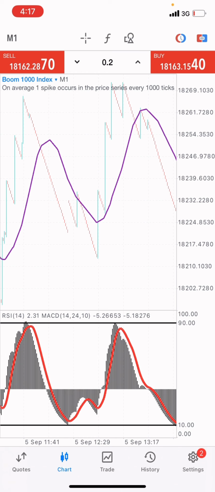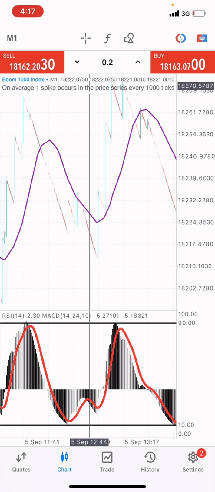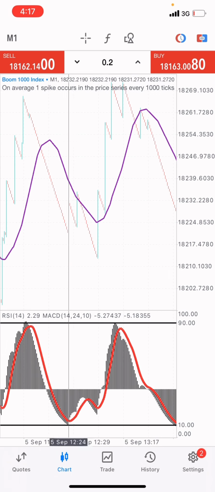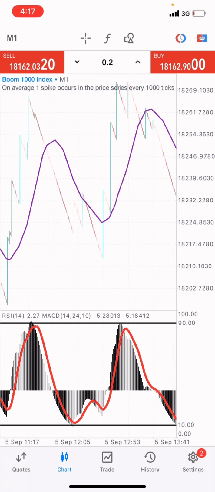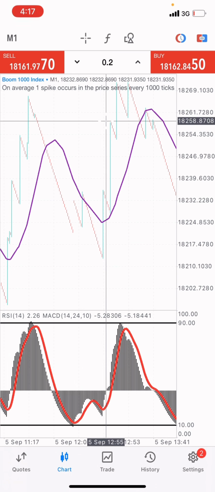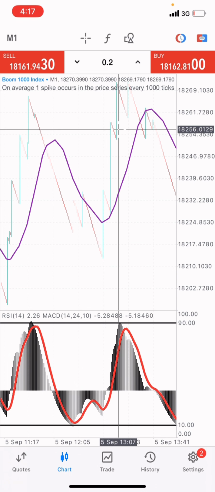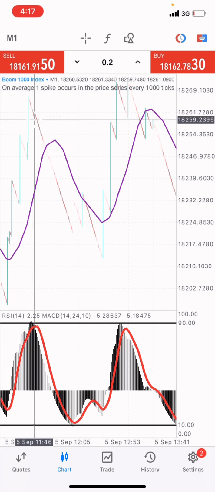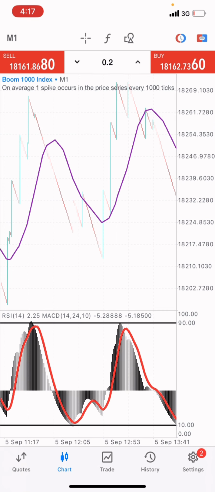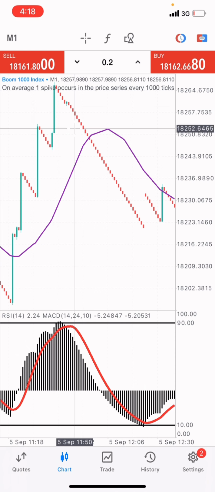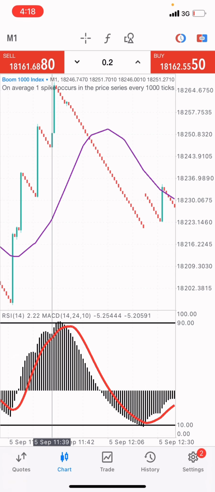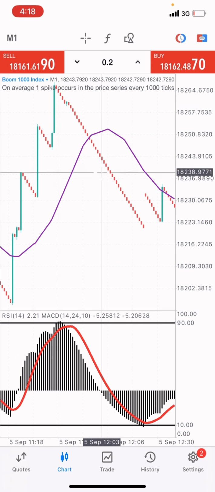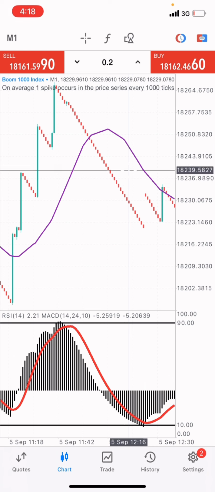All right, now we can see that on the Boom 1000 index market, if you take a look at this point, it says that on average one spike occurs in price series every 1000 ticks. So this actually means that one spike, which is a spike going upwards, could occur in price series every 1000 ticks on average. What it is saying is that all these ticks right here, these red lines that are going downward, these are the ticks it's talking about. One spike could happen in price series. These are the series, right? In price series every 1000 ticks.